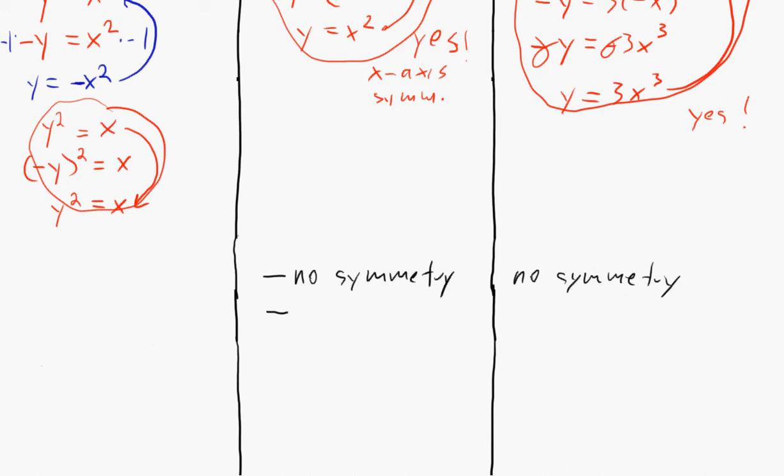Or there can be more than one. It's entirely possible for graphs to have more than one kind of symmetry. So for instance, we can have an equation that would have x-axis symmetry and origin symmetry, or y-axis symmetry and origin symmetry, or possibly all three. So you've got to do all three tests to make sure that you've got all the symmetries worked out.